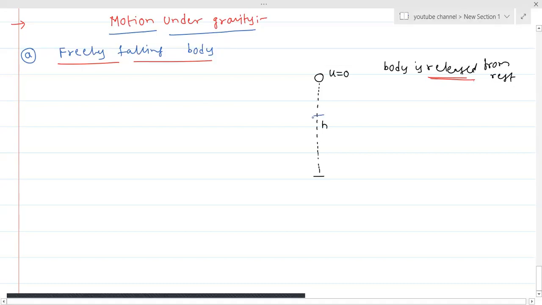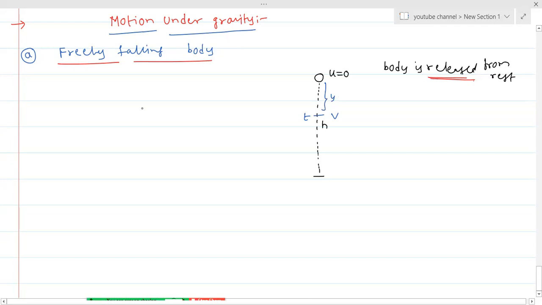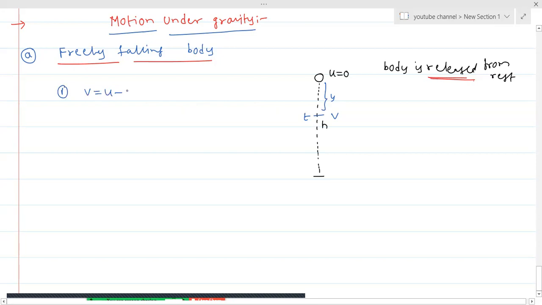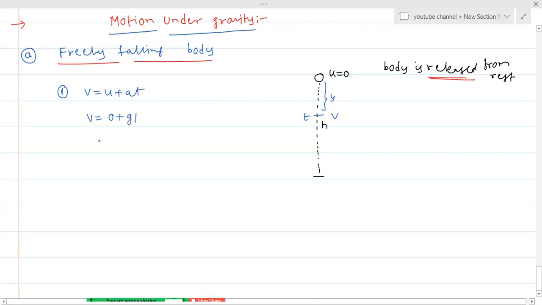Therefore, after t time we are focusing, maybe it gains a velocity v and it covers a distance y, we will take. Then we will apply the equations of motion one after the other. V equivalent to u plus at, and v equivalent to initial velocity 0 and acceleration g into t. So v equivalent to g t.